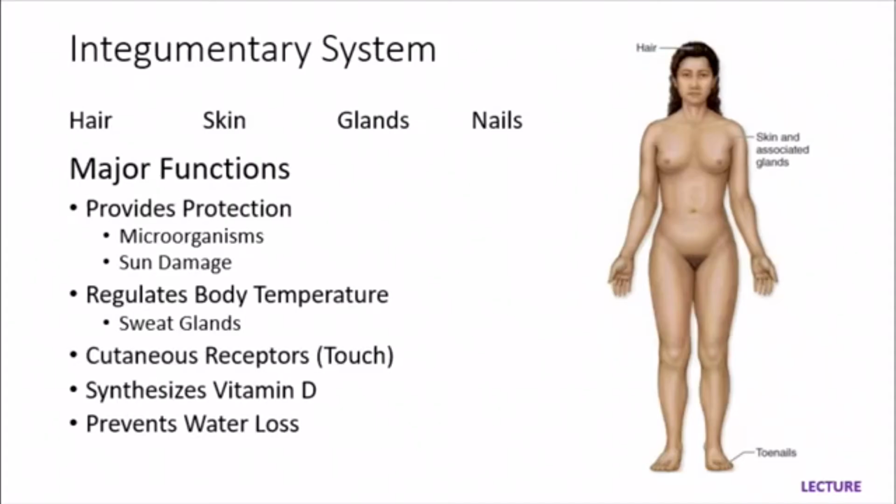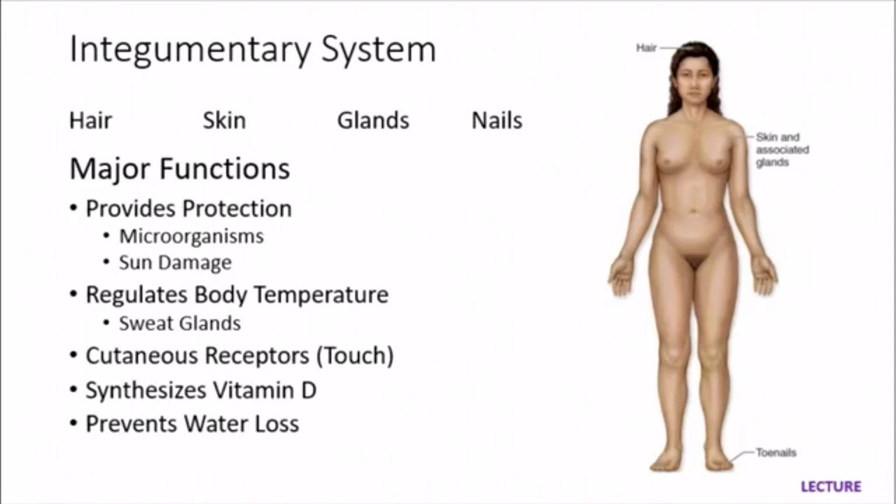The derivatives of the skin, which include nails, hair, and glands. It's going to provide protection. Briefly, we'll just say protection of microorganisms. You can actually consider it part of the immune system too. It's the biggest barrier that we have. The skin is the largest organ that we have.